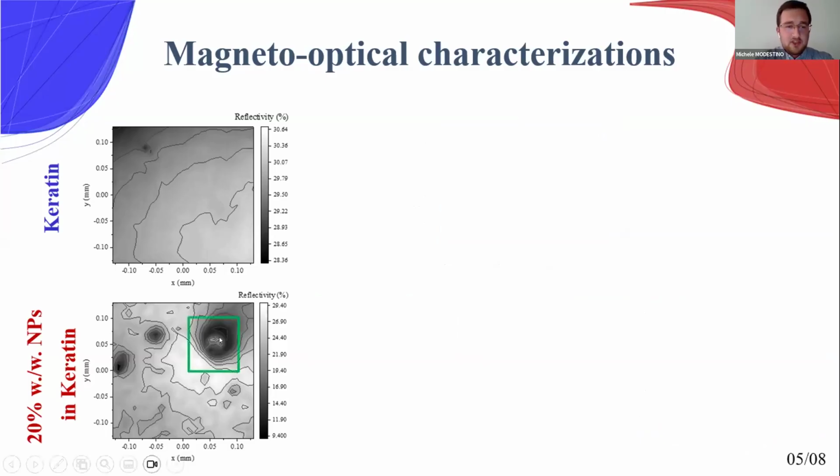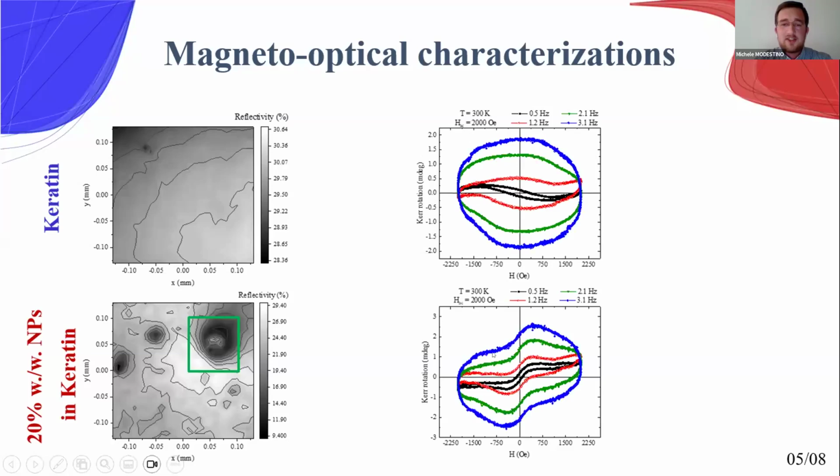Okay, after knowing this information, we used this to evaluate the Kerr signal loops obtained for these regions, and in particular, we concentrate on the region with biggest agglomeration by performing an average of all the loops in this green square, and by comparing to the average of all the loops on the keratin surface, and these are the results at different frequency. As can be seen, in the case of nanoparticles, the loops are quite similar to the one expected for magnetic nanoparticles, but with the increasing of frequency, they have a distortion, and this distortion is also present in the case of keratin loop.